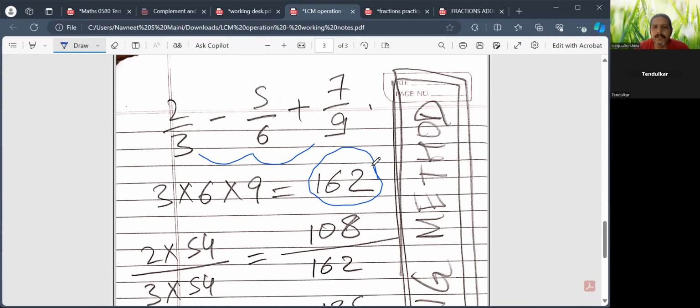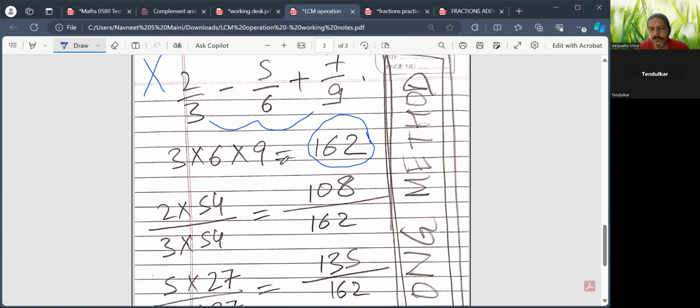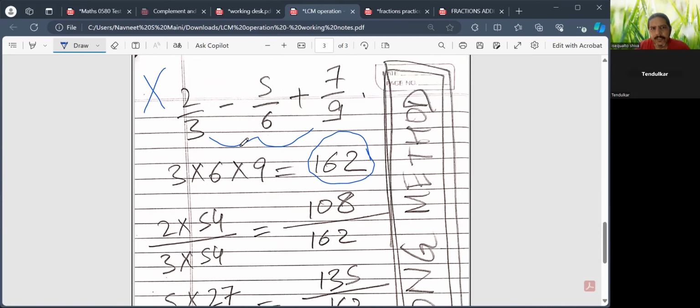Then what the student will do is, and this is the wrong method. You don't have to do this method ever. You'll understand why you don't have to do this method. So they try to reduce this 3, 6, 9 to 162 and see what happens.